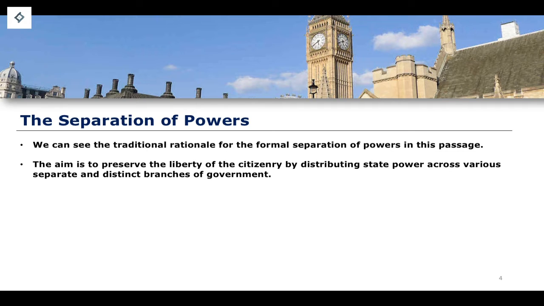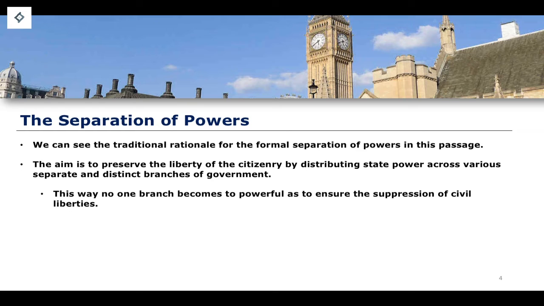So the general idea here is, well, we are trusting in the government a certain amount of power. And so in order to preserve the liberty of the citizenry, that power has to be checked. And one way in which it is checked is through the separation of powers, by distributing authority across different branches. Another way, of course, is through democratic election, as you can probably understand. So the result of which is that no one branch becomes too powerful, and so the insurance here is that we do not have the suppression of civil liberties.